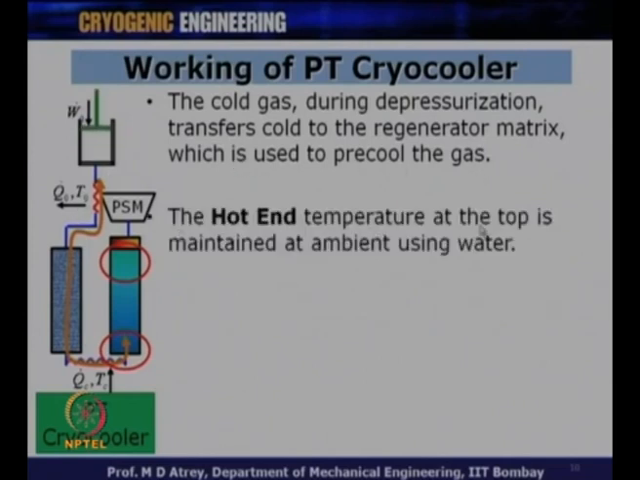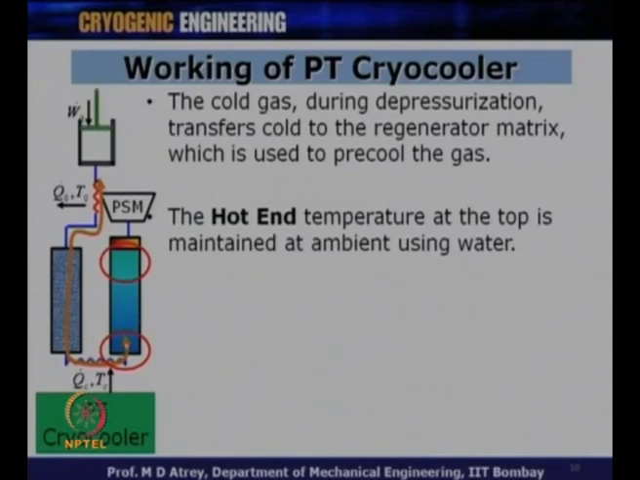The hot end temperature at the top end is maintained at ambient temperature. As I said earlier, the temperature increases, but the temperature at this top end is maintained at ambient temperature by running water over here. As a result, this will be at ambient temperature, and the temperature at the bottom end will slowly start coming down below ambient, and therefore you will get a cooling effect. As soon as the temperature comes below ambient, you generate a cooling effect, which is transferred by the gas when it goes back during depressurization. So, this is how the pulse tube cooler works.